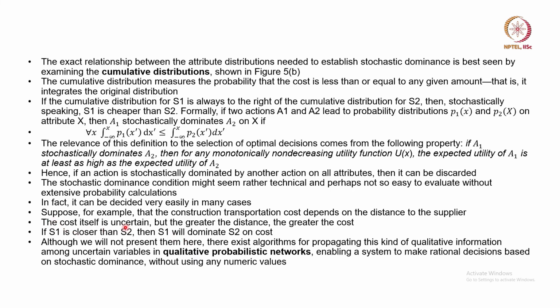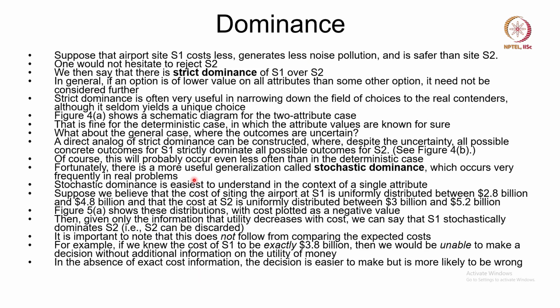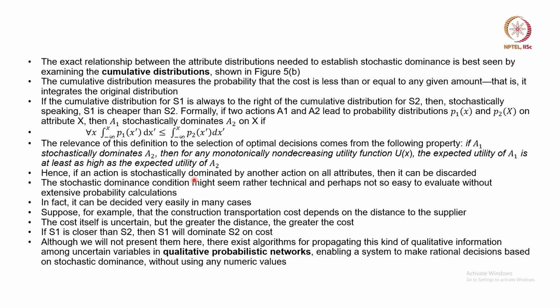So if S1 is closer than S2, then S1 will dominate S2 in cost. So these are all cases where it's possible to separate S1 and S2, okay. So first we spoke about strict dominance, then we spoke about stochastic dominance, and then the third thing where we are able to qualitatively say that this is better than this without going into any numerical values.